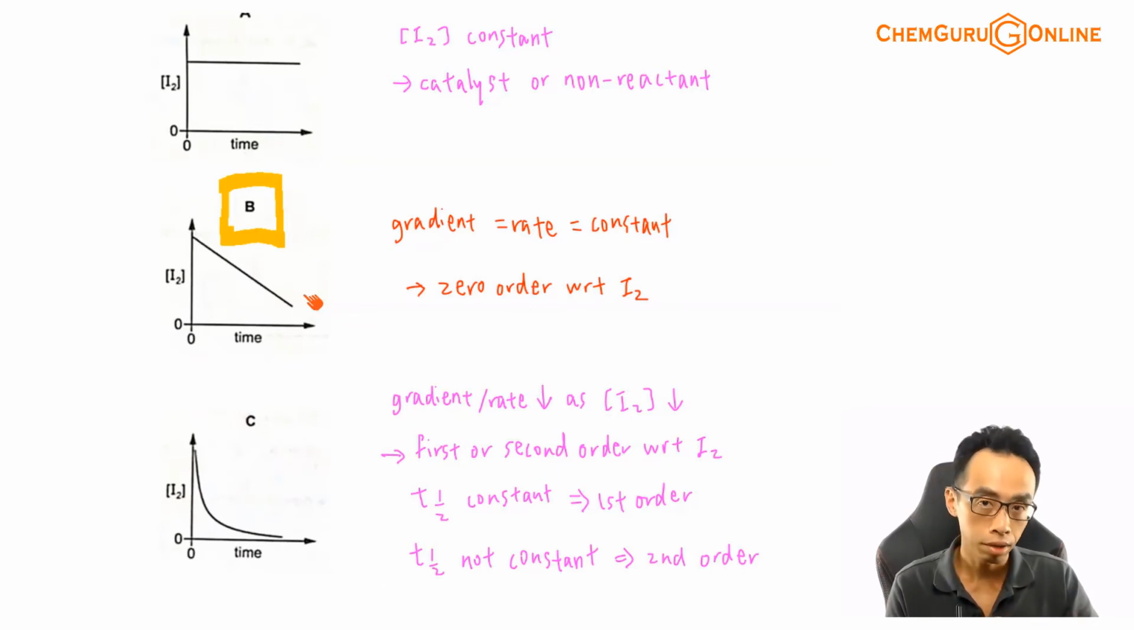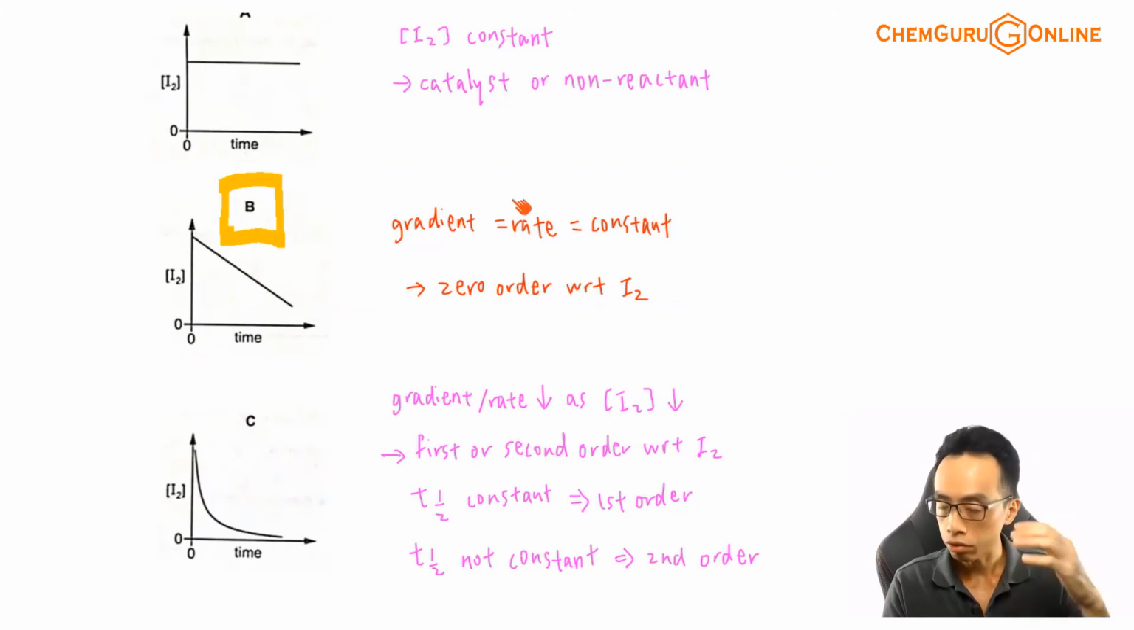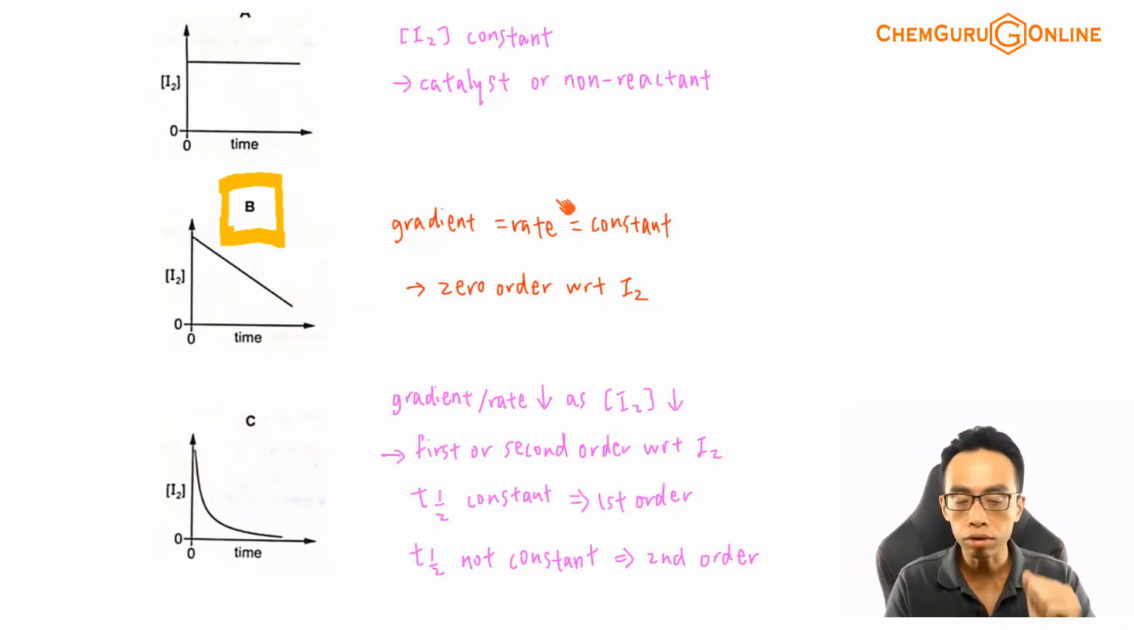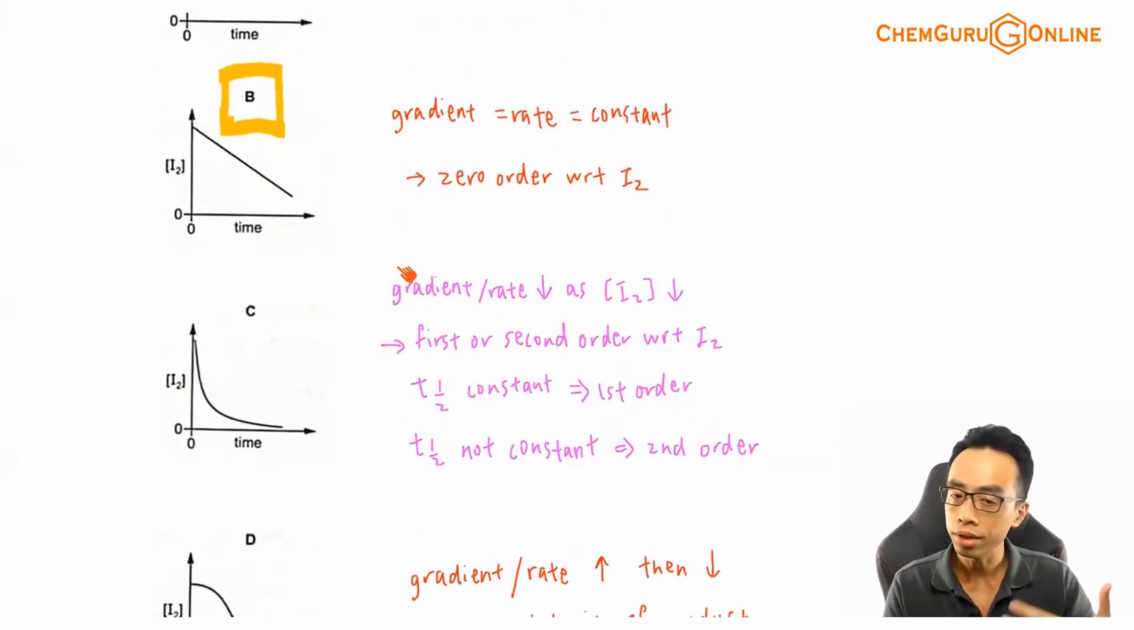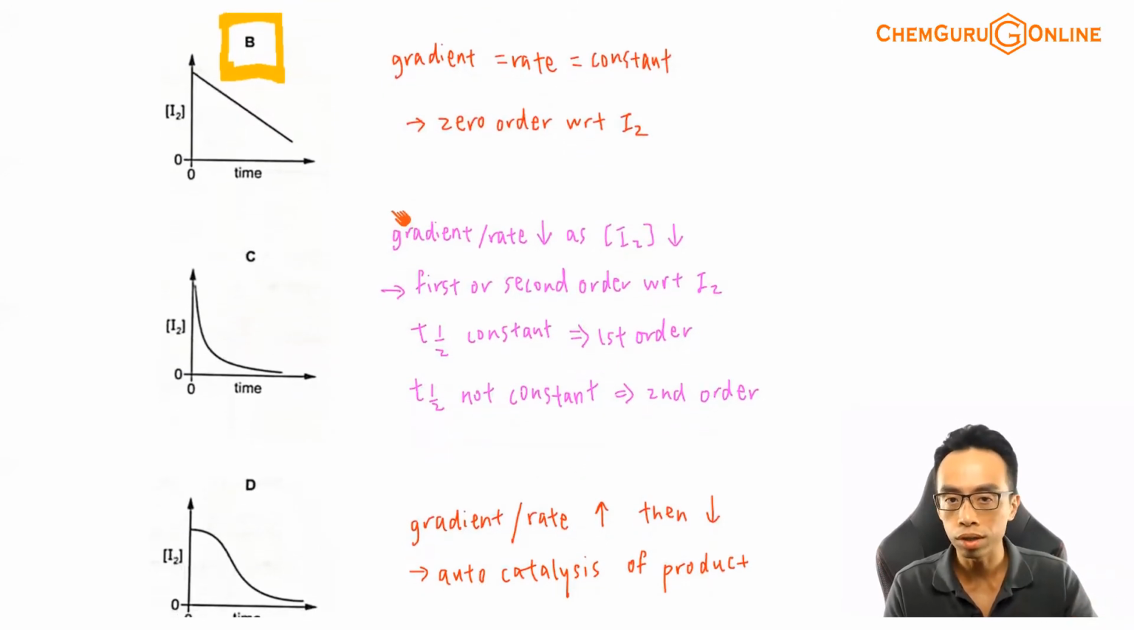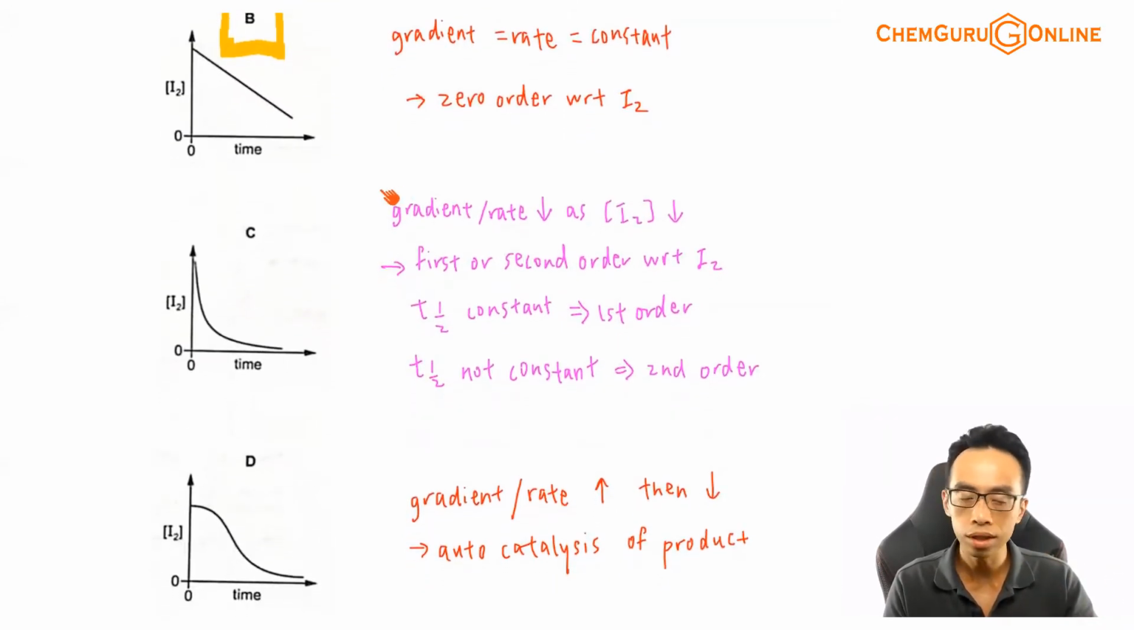So B is the best answer because throughout the process, the gradient, which represents the rate of the reaction, remains constant. So this is zero order with respect to I2. Regardless of the concentration of I2, the rate of the reaction remains the same. So B, most likely, is the answer. But let us run through the rest of the options and try to understand, okay, in what situation would it be for option C? In what situation would it be for option D?